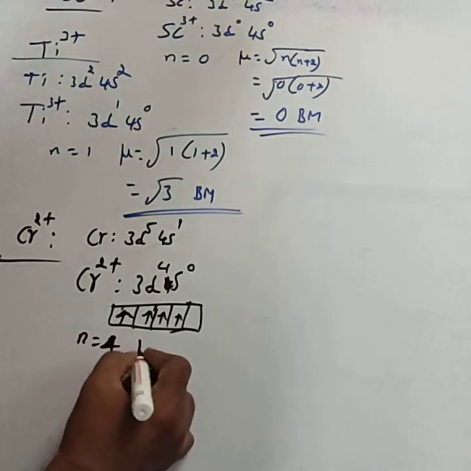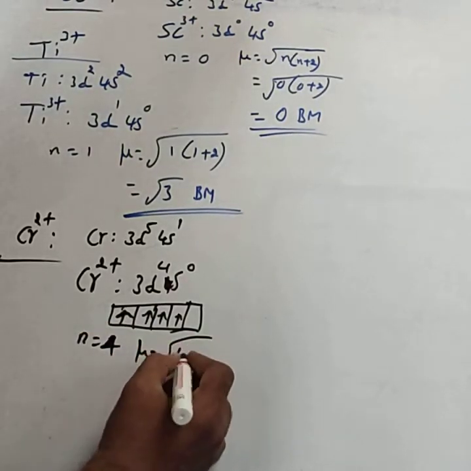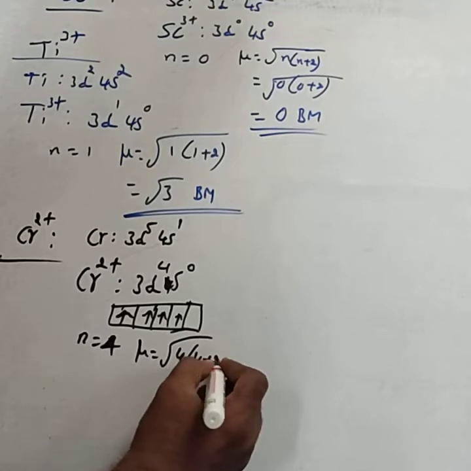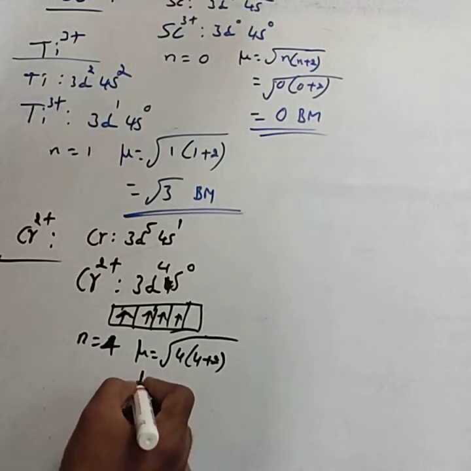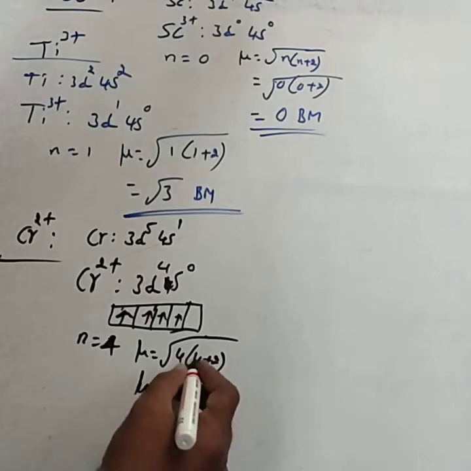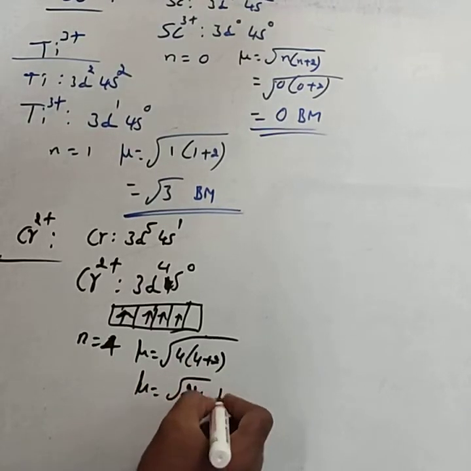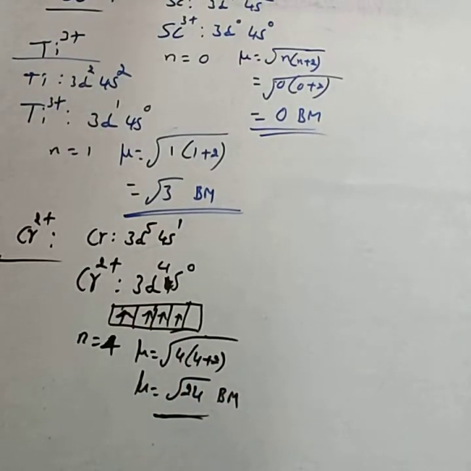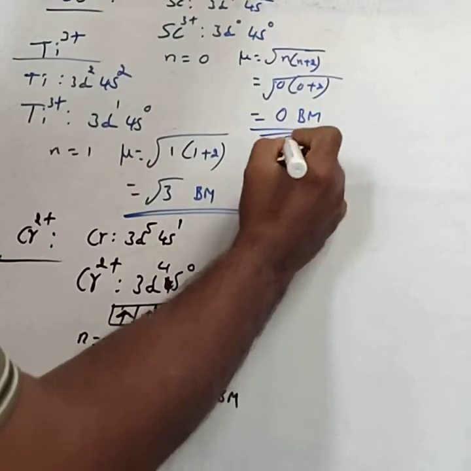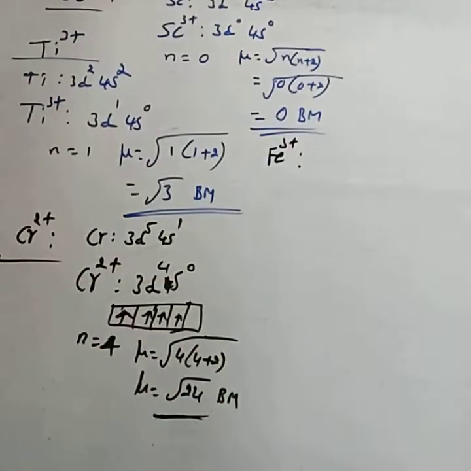Hence the magnetic moment mu equals root of 4 into 4 plus 2. That means the magnetic moment equals root 24 Bohr magneton. Similarly, take one more example like Fe3+.